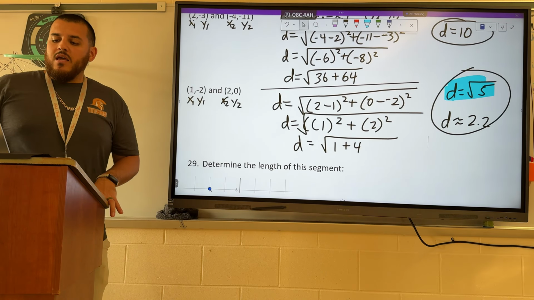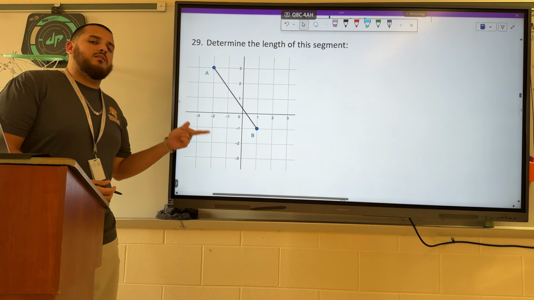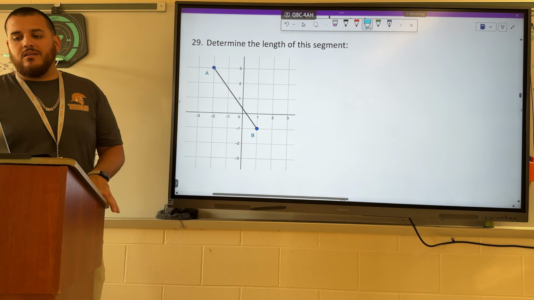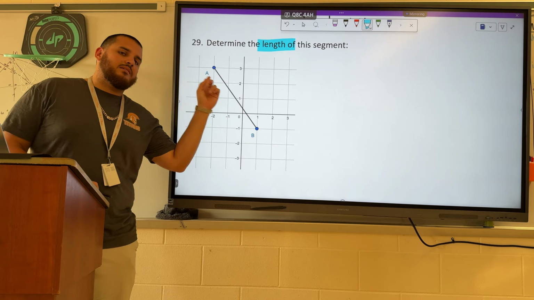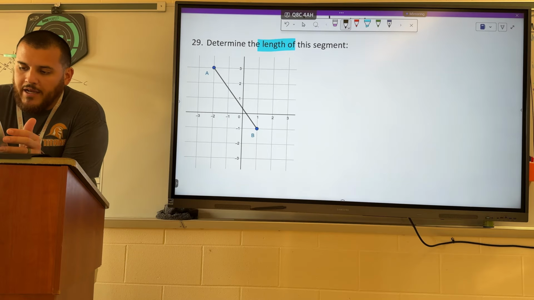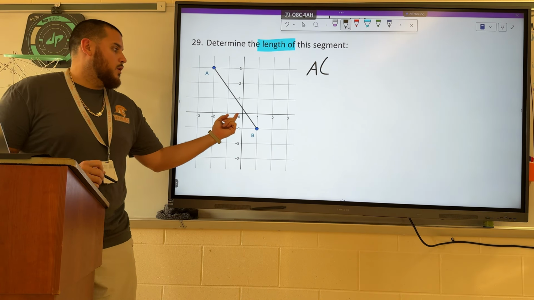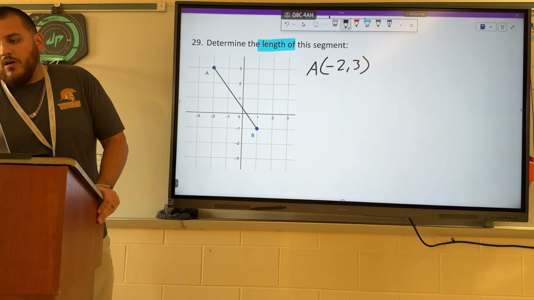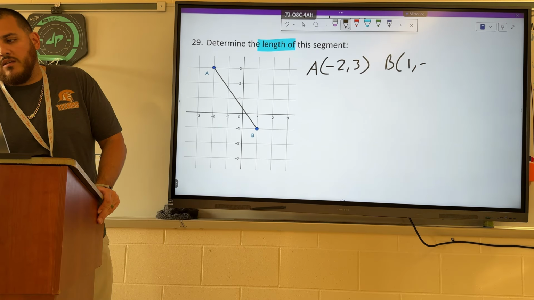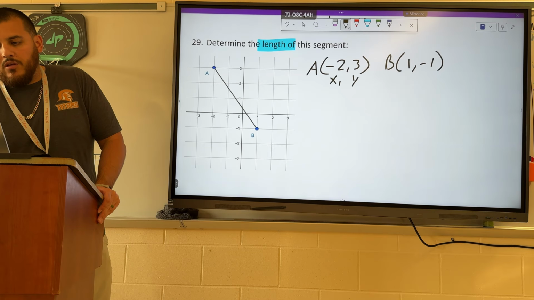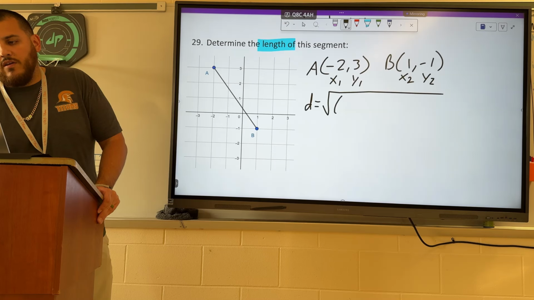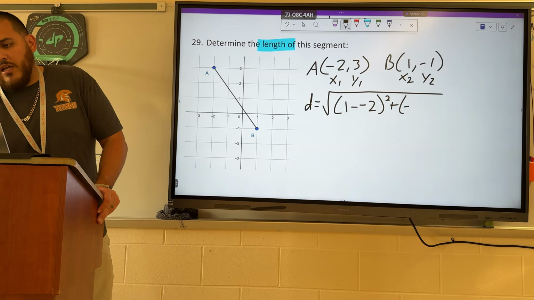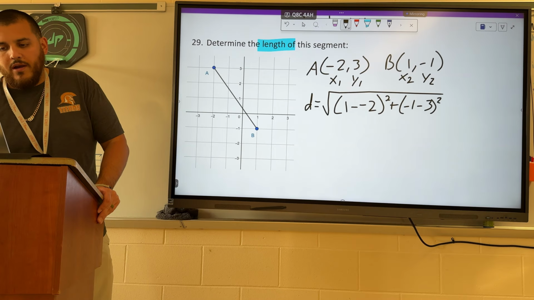Example 29 is the same thing. Even though it doesn't say here, find the distance between 2 points, it's asking us to do that because the length of this segment is the distance between point A and point B. In order to do this, we need to know those coordinates. From the origin, A is left 2 and up 3. That is the location -2, +3. From the origin, point B is right 1, down 1. That's +1, -1. And again, we're going to label those, and we're going to carefully plug them into our distance formula. So square root of x2, which is 1, minus x1, which is negative 2 squared, plus y2, which is negative 1, minus y1, which is 3 squared.